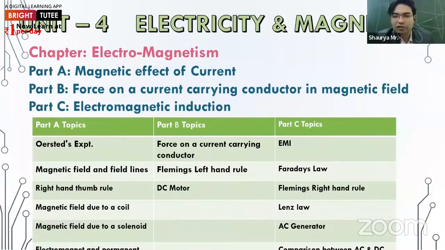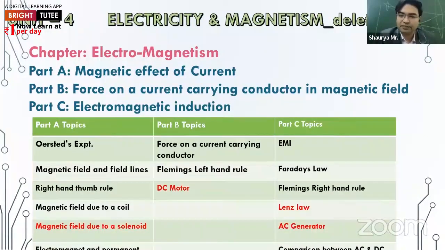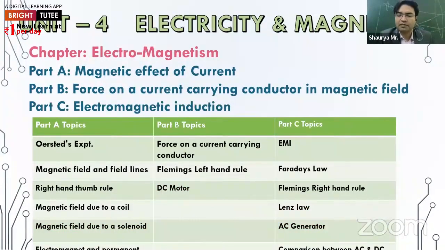One should have clarity over the directions of the three things: the force, the magnetic field, and the current. That is all what Fleming's left hand rule is. The last part of this topic was DC motors. Now, part C included all of electromagnetic induction, which basically starts with Faraday's law and then Fleming's right hand rule as well as Lenz's law to find the direction of the induced current. Lastly, we have the applications of electromagnetic induction, the AC generator and transformers.